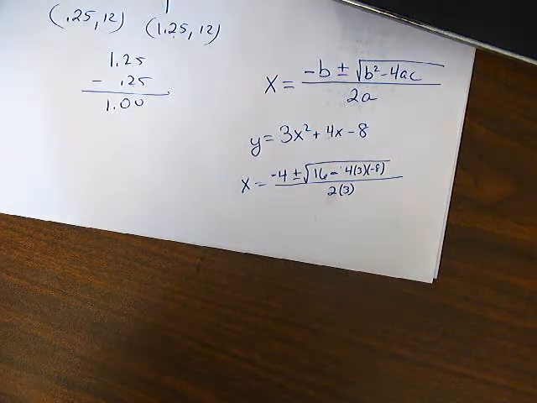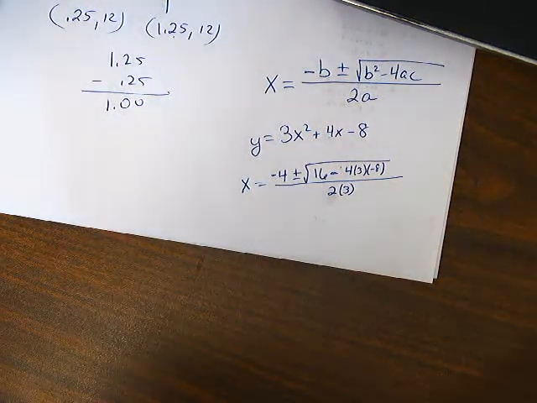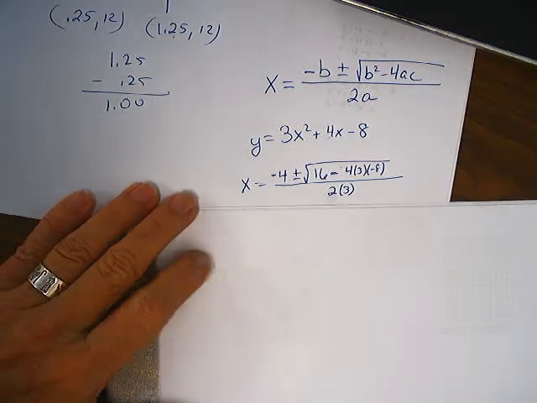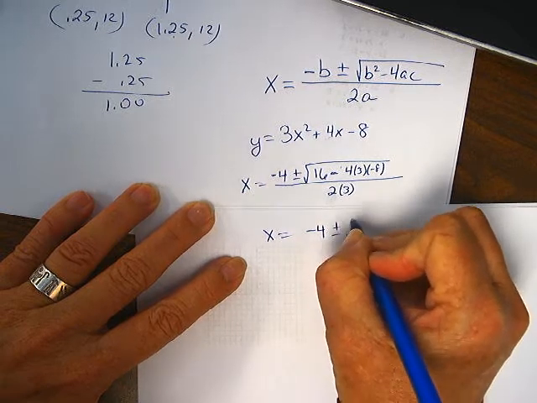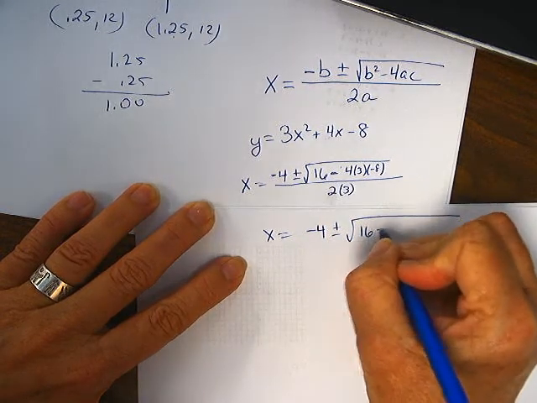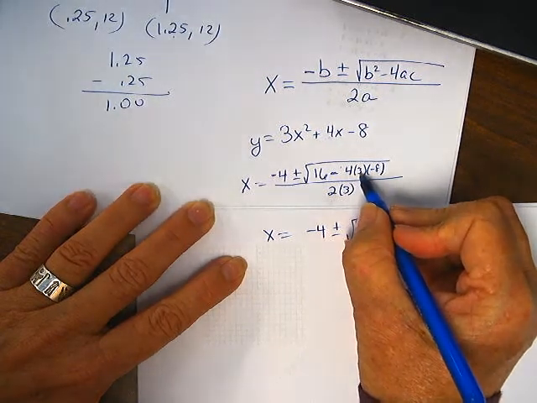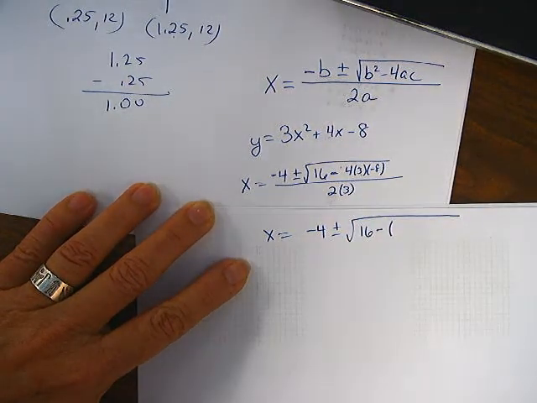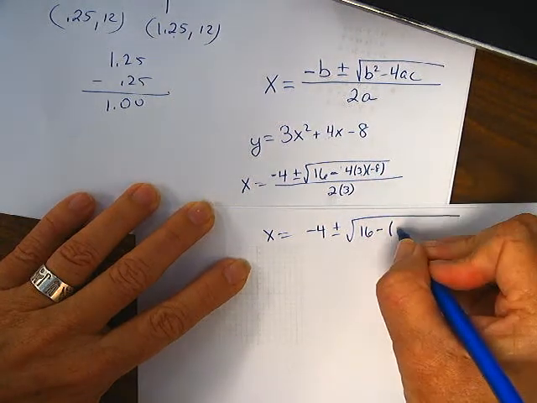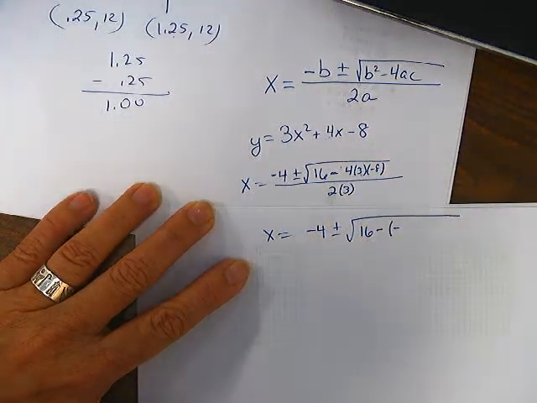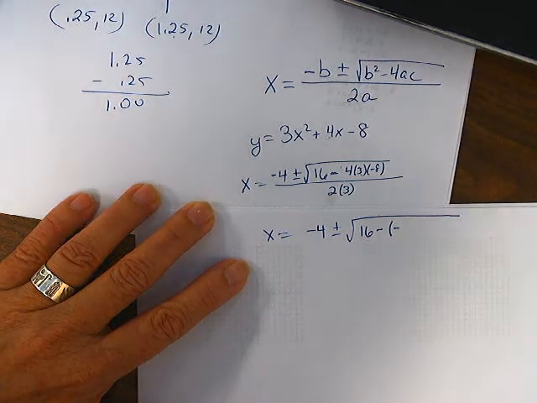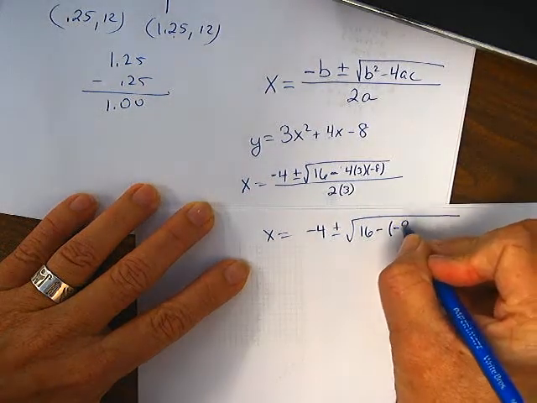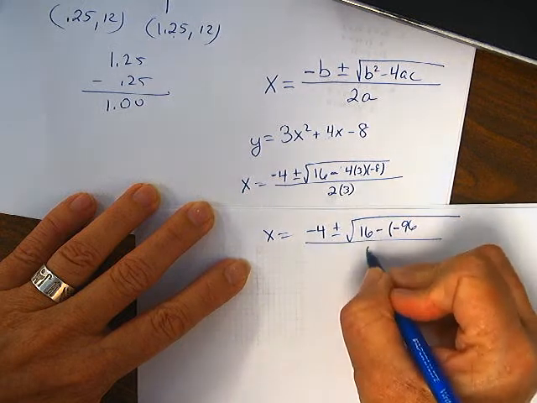So if I'm working this problem out, which hopefully you're all trying to do or remember, let's simplify this. So we have x is equal to negative 4 plus or minus the square root of 16 minus 4 times 3 is 12, and 12 times a negative 8 gives me a negative, let's see, I don't remember that number off the top of my head. So 12 times negative 8 is a negative 96, divided by 2 times 3, which is 6.